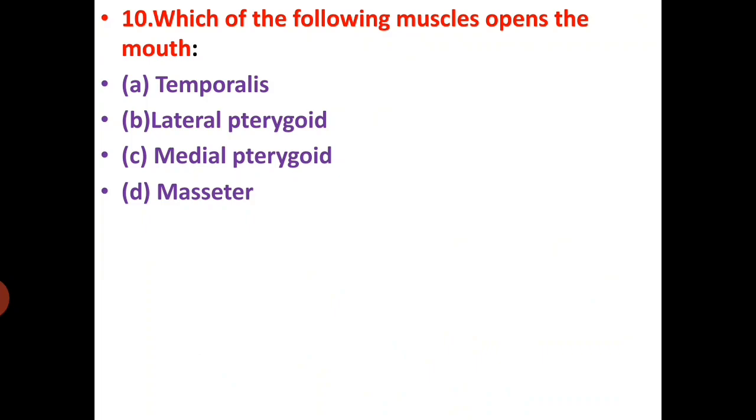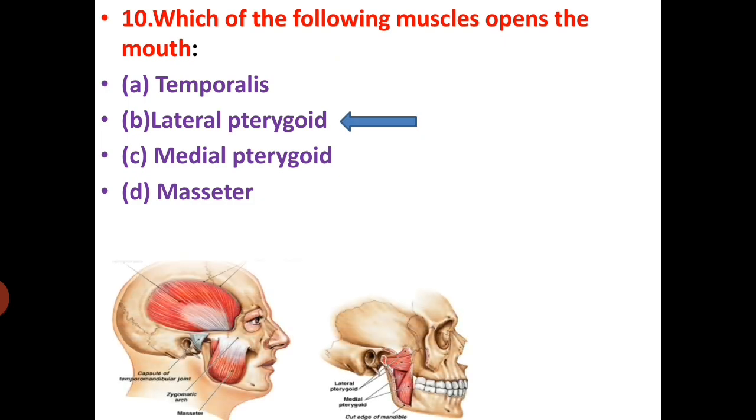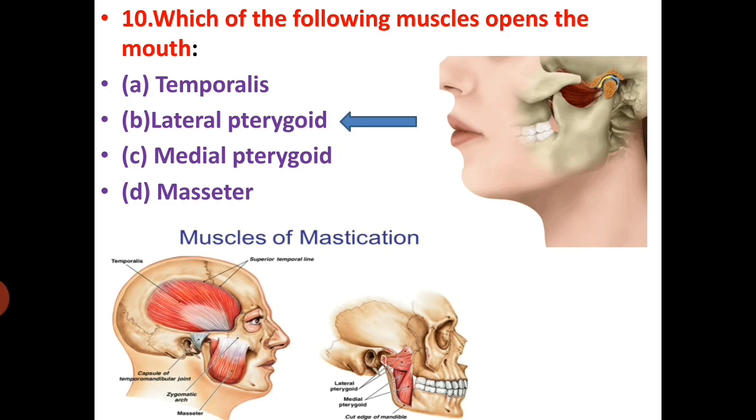The movements of the mouth are mainly by the mastication muscles, which are responsible for opening and closing of the mouth. So the answer here is lateral pterygoid muscle. So we'll see, these are all muscles of mastication, that is temporalis, masseter, and in the second image you can see lateral pterygoid and medial pterygoid muscles. Opening of the mouth is mainly by the lateral pterygoid. The remaining three, temporalis, medial pterygoid and masseter, are helpful for the closing of the mouth.